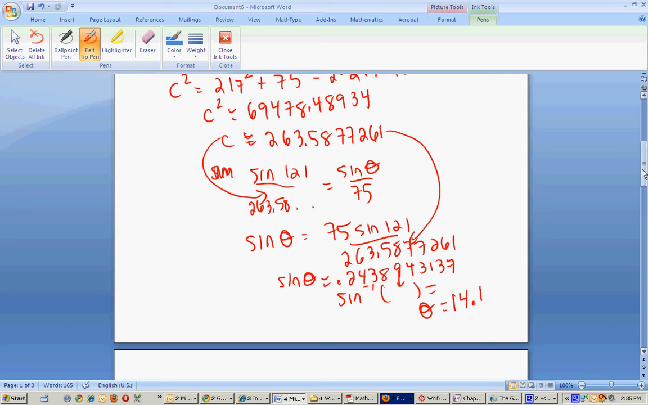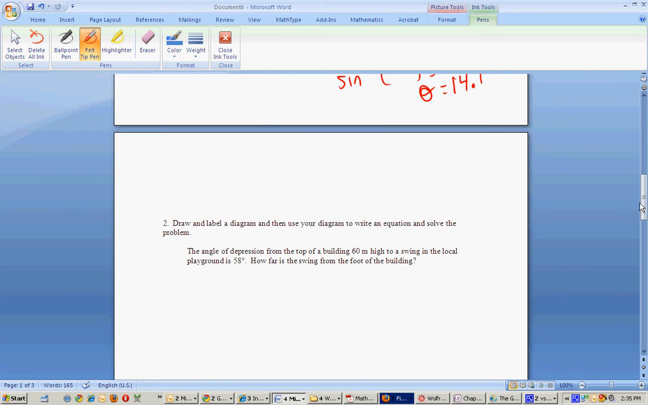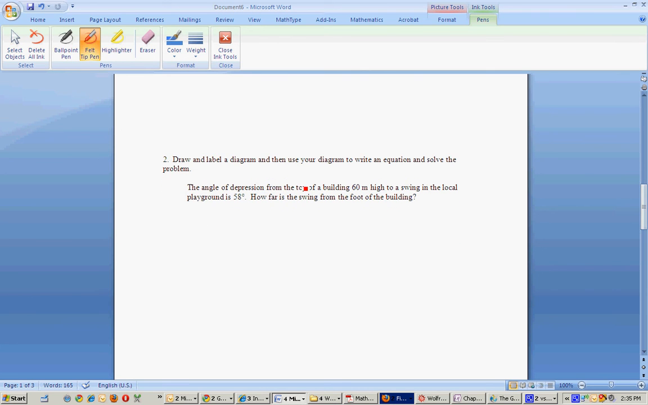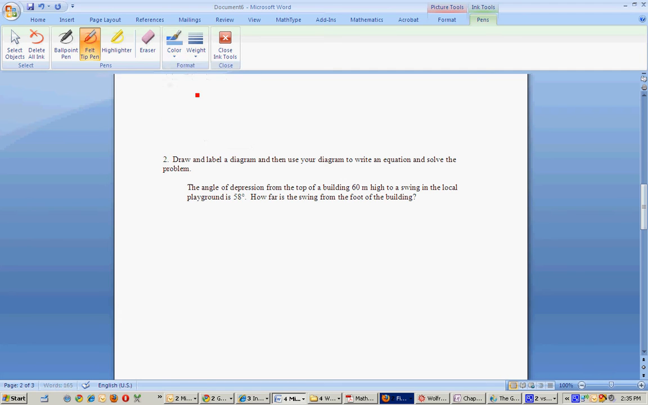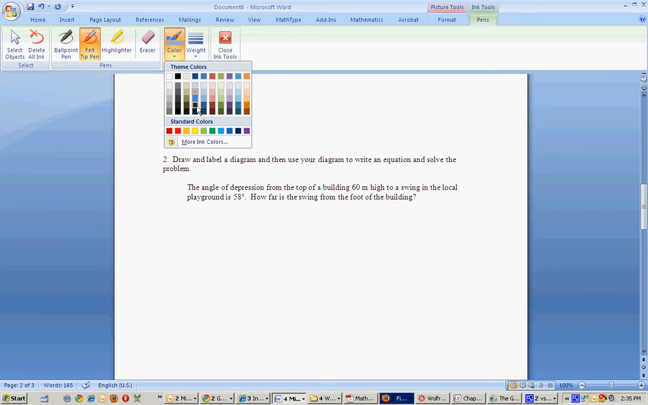All right, so now let's move on to problem number 2. In problem number 2, you're asked to draw and label a diagram and then use your diagram to write an equation and solve the problem. And the question says, the angle of depression from the top of a building 60 meters high to the swing in the local playground is 58 degrees.